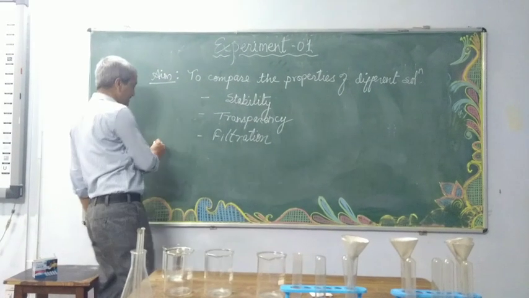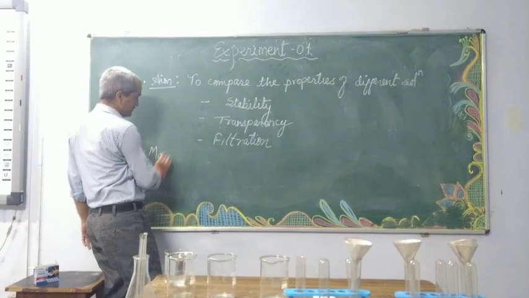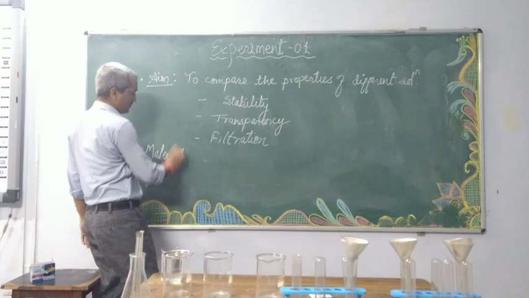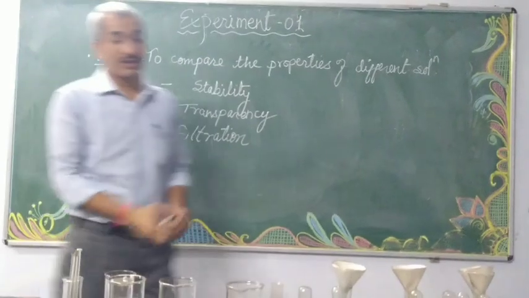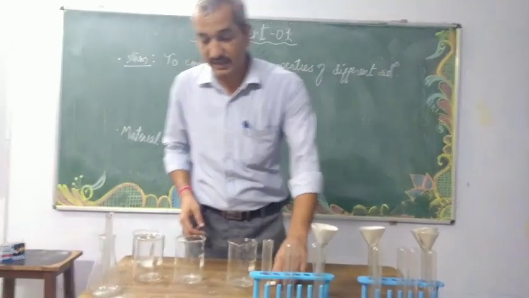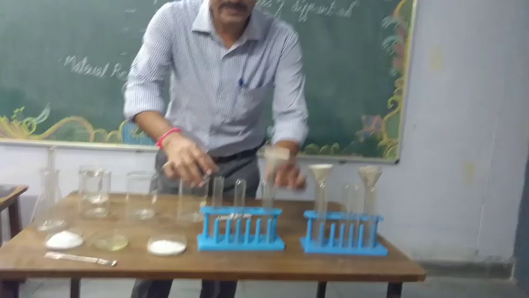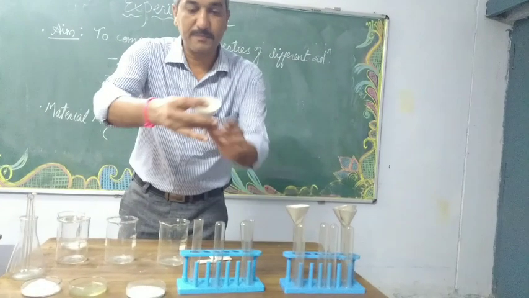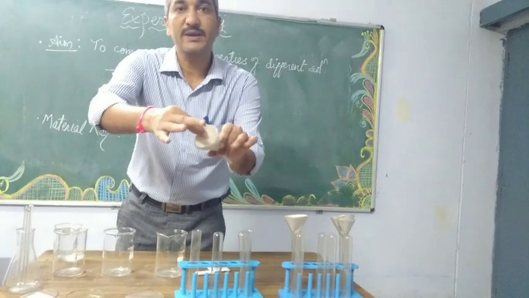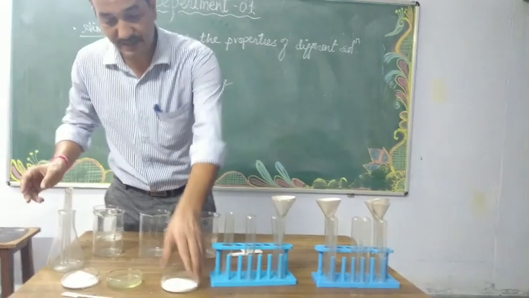And then after this, the second point is the material required. As you see, we have some materials. We will require beakers, test tubes, and funnels, and inside the funnel I have already placed the filter papers. These are the materials which are required.